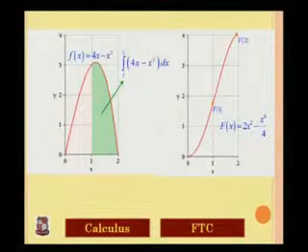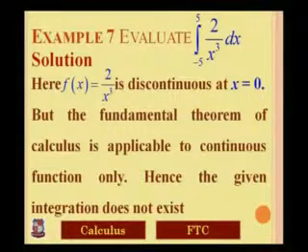Similarly, we have a geometric explanation of this example. The green shaded portion gives the value of the integration, and in the second graph, we have the graph of the antiderivative function F x equal to 2x square minus x raised to 4 by 4, and the difference in the values F2 minus F1 gives the value of that green shaded area. Now next example.